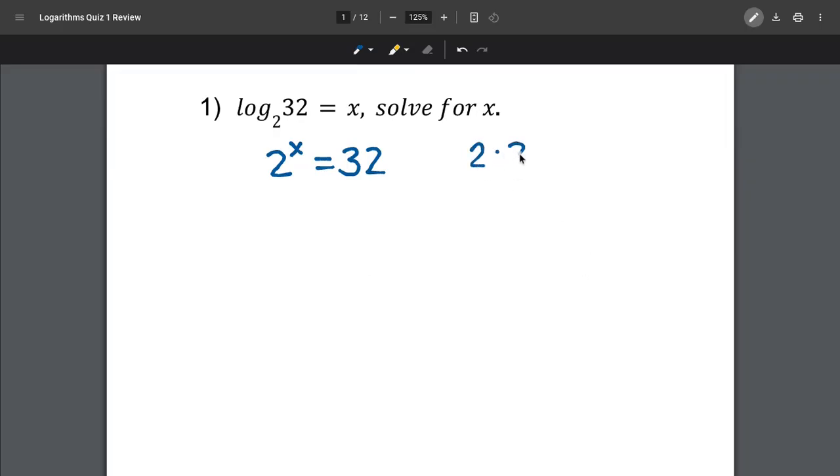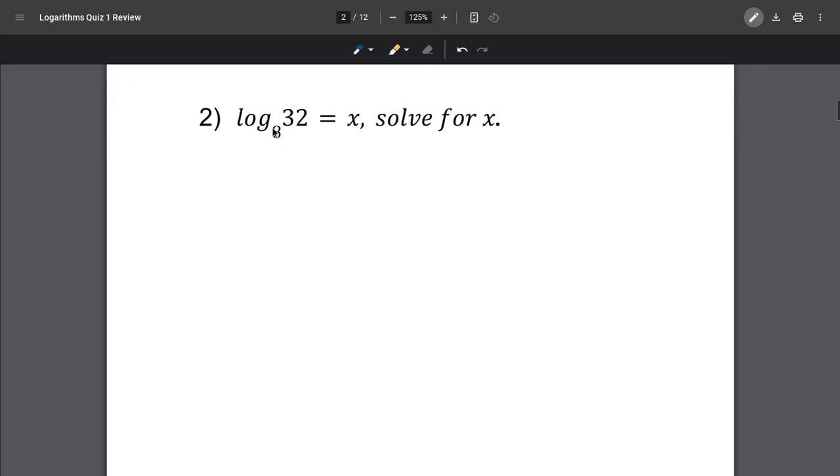So we have 2 times 2 is 4, times 2 again is 8, times 2 again is 16, times 2 again is 32. So I have 1, 2, 3, 4, 5 2's. So 2 to the 5th power equals 32. So therefore, x must equal 5. All right, let's go to the next one.